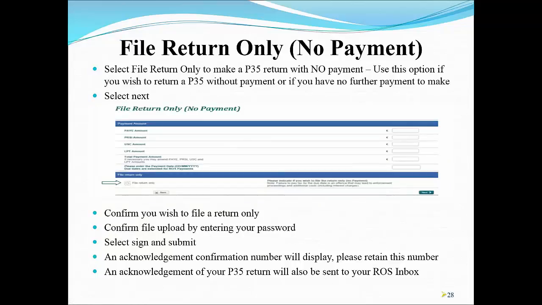If you're filing a return only, that is a return with no payment, you use this option if you wish to return the P35 without payment, or indeed if you have no further payment to make. So you select the option to file a return only. You confirm that you wish to file the return only by clicking on Next. Again, you enter in your password and sign and submit. And as with all ROS submissions, an acknowledgement confirmation will display on screen, and you should retain that number. And again, the acknowledgement will be sent to your ROS inbox.